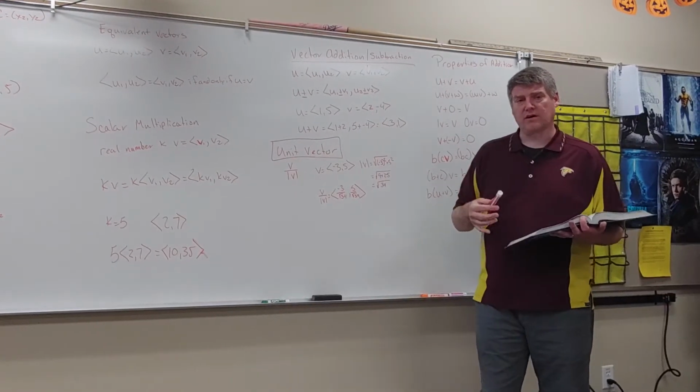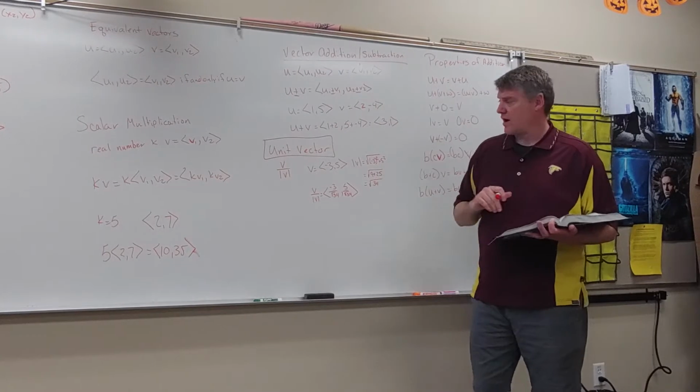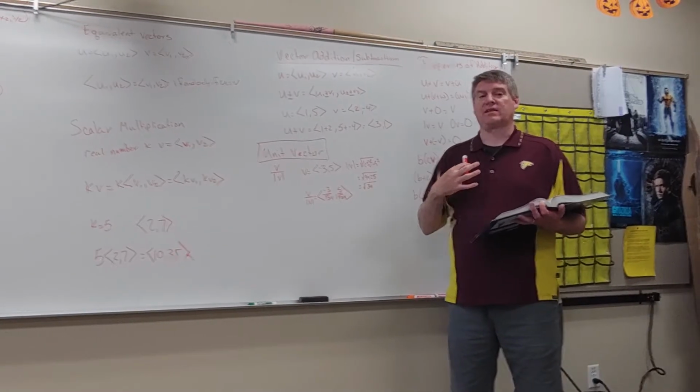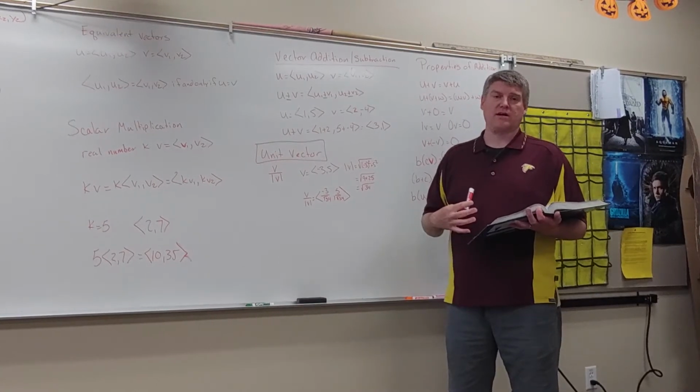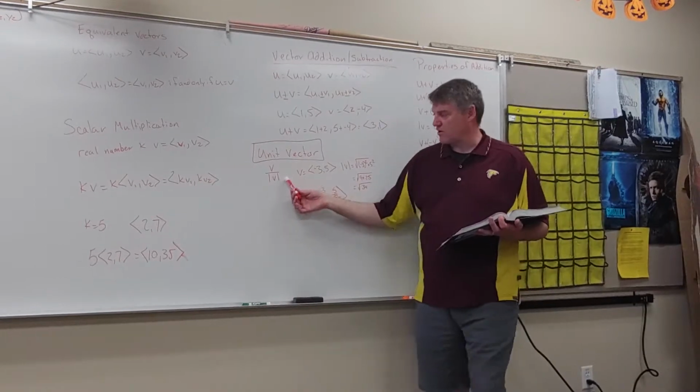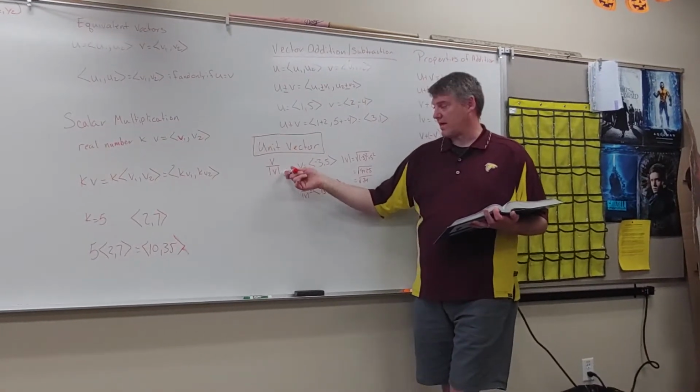Now a unit vector, a unit just means one piece of it. What we're going to do is find the length or the magnitude of that vector and divide the components by that piece. So this is our unit vector. It's vector v over the length.